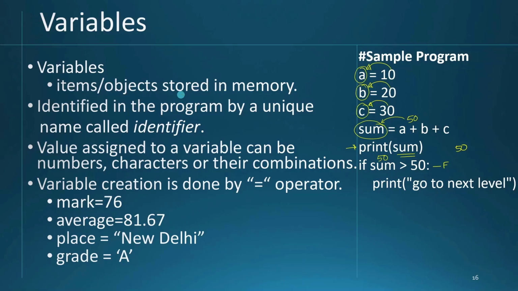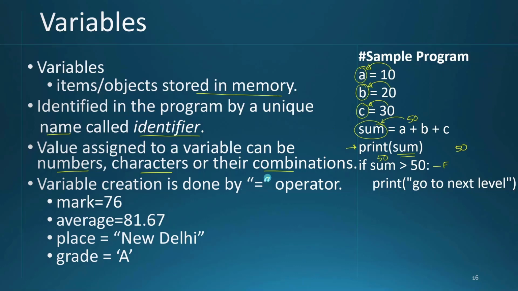These are items or objects stored inside memory where you can store values, identified in the program by a unique name, and this name is called an identifier. That is why I told you the name of a variable is written based on the rules of identifier. A value assigned to a variable can be a number, a character, or a combination of number and character. You call it a string.